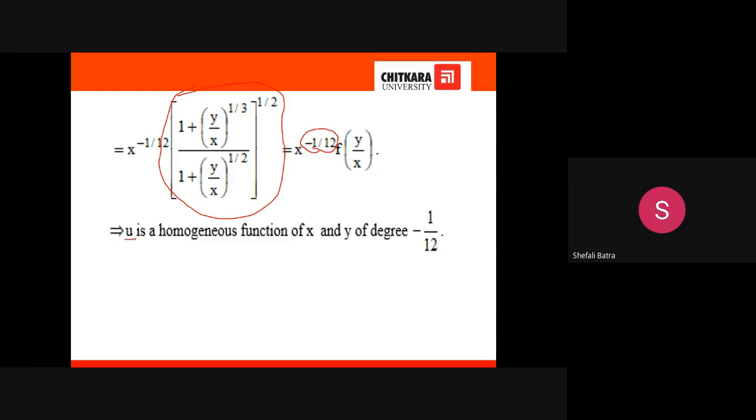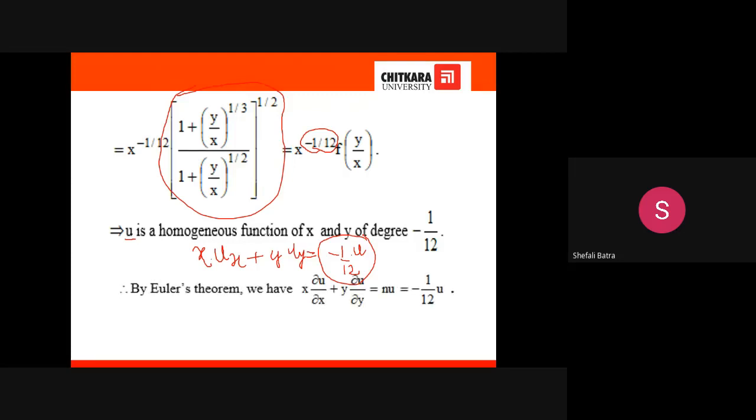If u is a homogeneous function, then you can apply Euler's theorem. Using Euler's theorem, x into ux plus y into uy is equal to nu. What is n? Minus 1 by 12. So minus 1 by 12 into u. So this will be your answer. Right? So answer is minus 1 by 12 u. Correct?